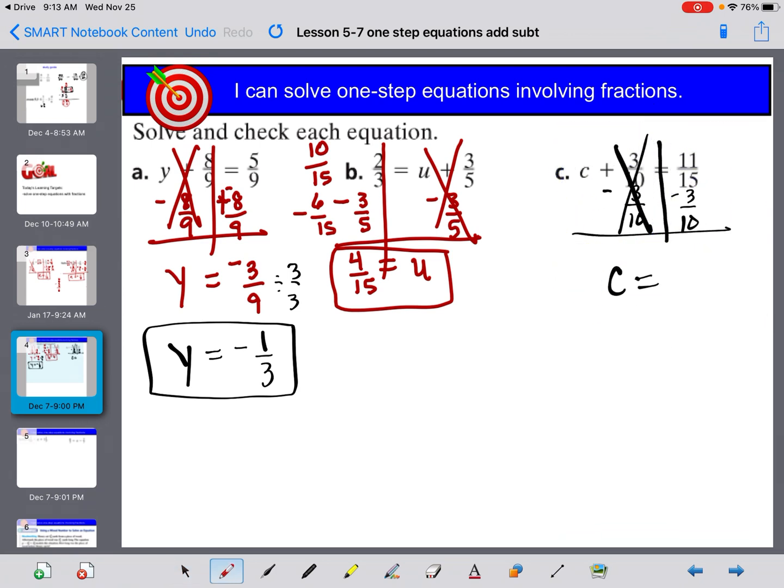All right, so now I'm going to call this fraction 22/30ths, and this one 9/30ths. Then when I subtract 22 minus 9, I get 13/30ths.